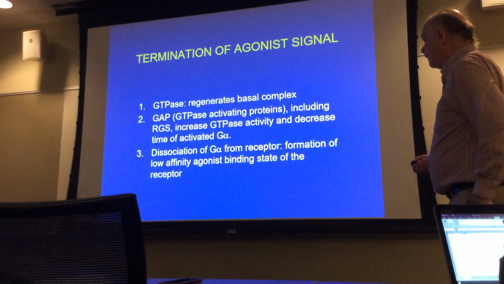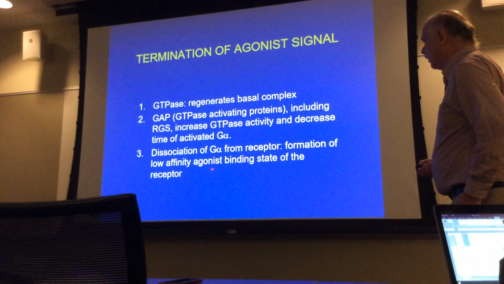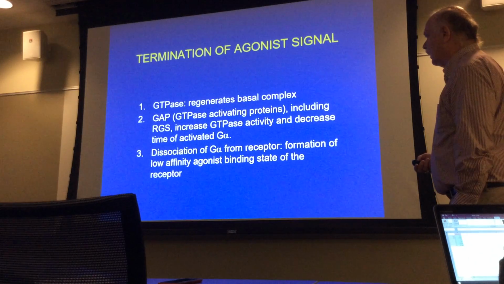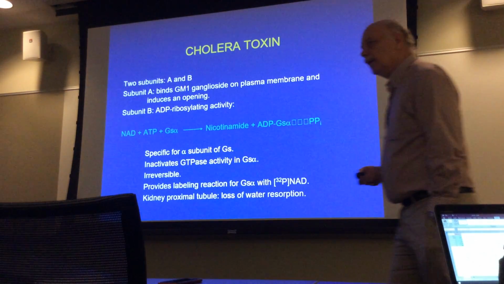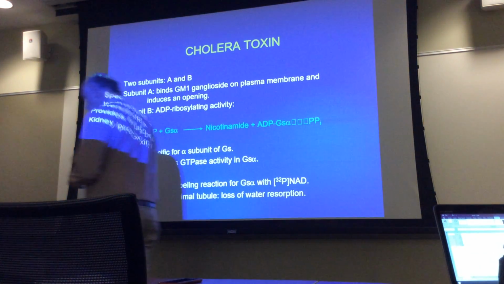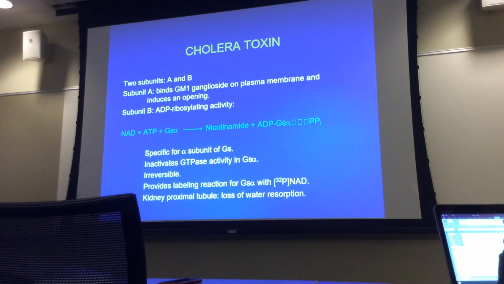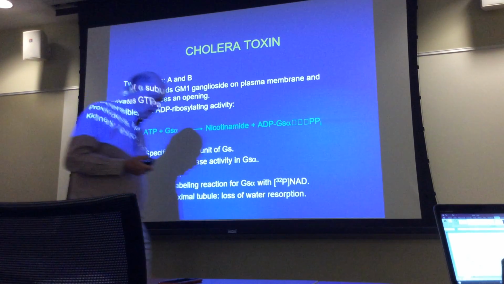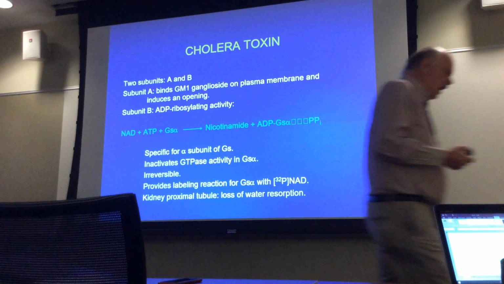And of course, I've talked about this low affinity agonist binding state already, so I don't need to go into that again. So this explains why an agonist goes through this cycle and activates the effector or inactivates the effector depending on what we're talking about. Now let's talk about these two bacteria. Cholera toxin.